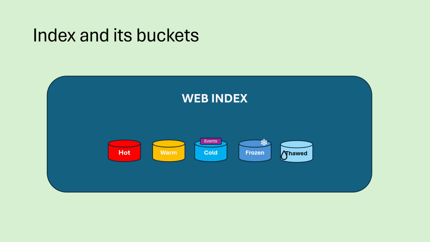Thawed buckets: if data in cold buckets needs to be archived or frozen, it can be moved to frozen buckets. Thawed buckets are used when archived data is brought back for analysis. This structure ensures efficient data management and retrieval.